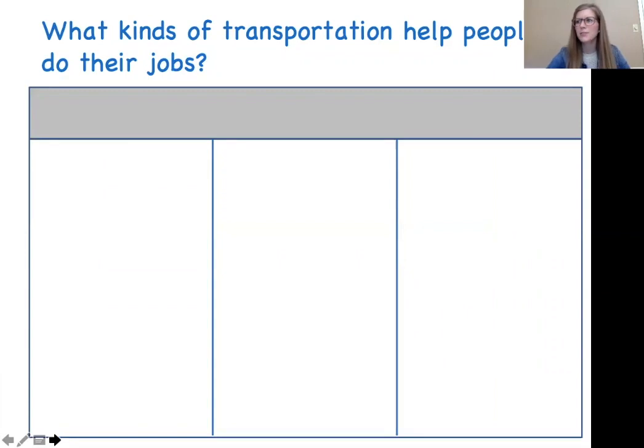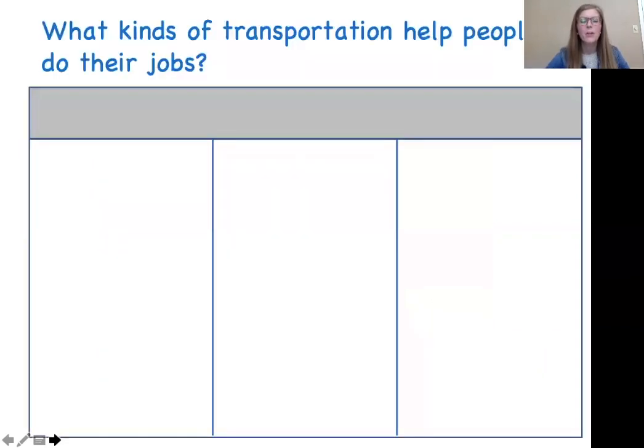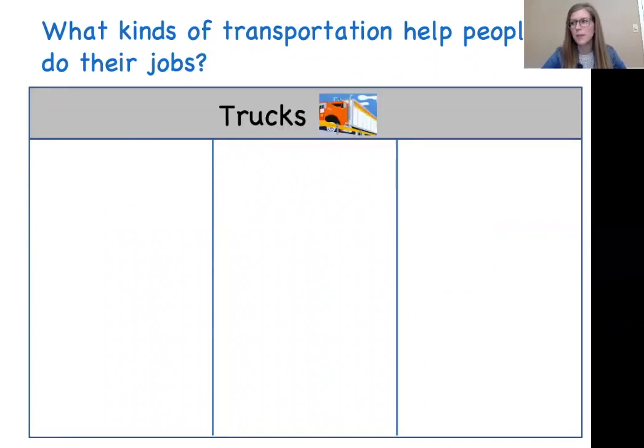We learned about many different trucks. Were these trucks going a short way or traveling a long way? That's right, they were probably traveling a long way because we remember they had to stop for food and to sleep. Remember our question for activities 3 and 4 is what kinds of transportation help people do their jobs? We learned in activity 3 that trucks help people do their jobs because they haul many different things.